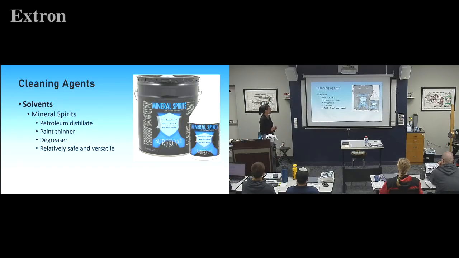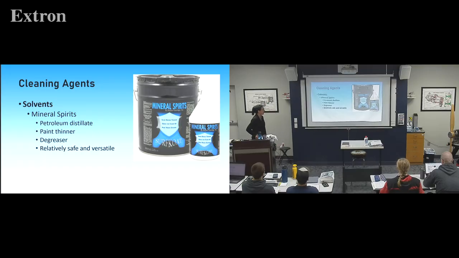So mineral spirits, widely used. That's what is in our parts washer. By the way, you may not be aware of this because our mineral spirits coming out of the parts washer have been used, reprocessed, are kind of brown and dirty. Clean, brand new mineral spirits is clear, like water. So don't mix it up.